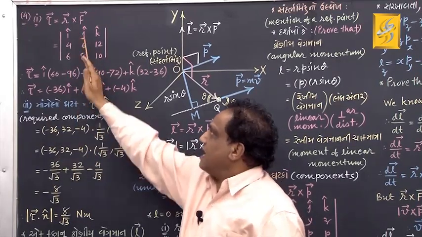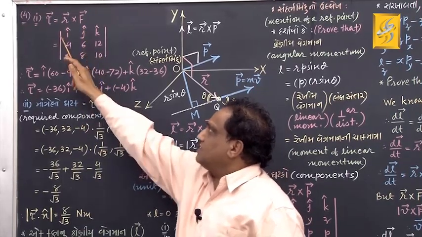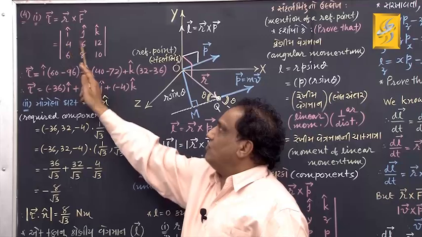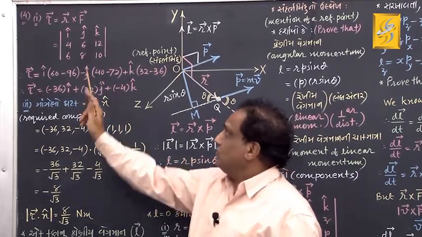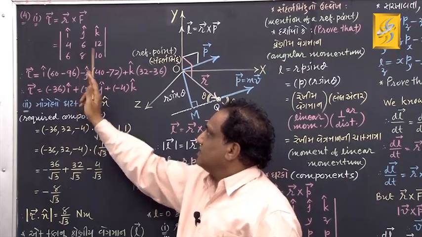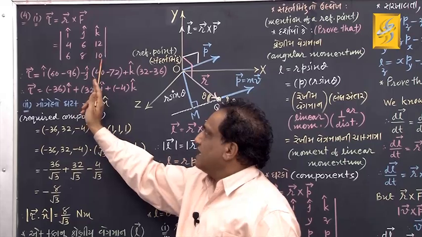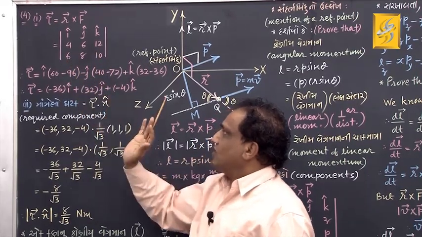And here we write minus j hat, and with that just cancel this column, cancel this row. What is left out? 4, 12, 6, 10. How to take the multiplication? You know, 10 into 4 minus 12 into 6. This into this minus this into this. 10 into 4, that is 40, minus 12 into 6, that is 72.